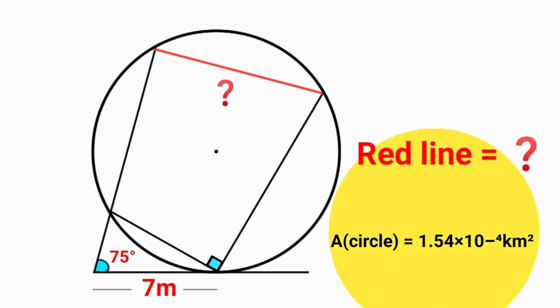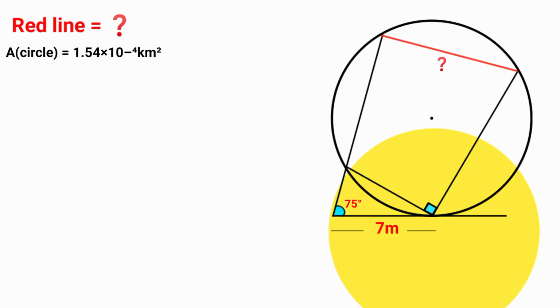From here they said area of circle equal to 1.54 multiplied by 10 raised to the power minus 4 kilometers squared. So how can we solve this? How can we calculate the length of the red chord? Let's assume its length to be x. Well, it is very simple.